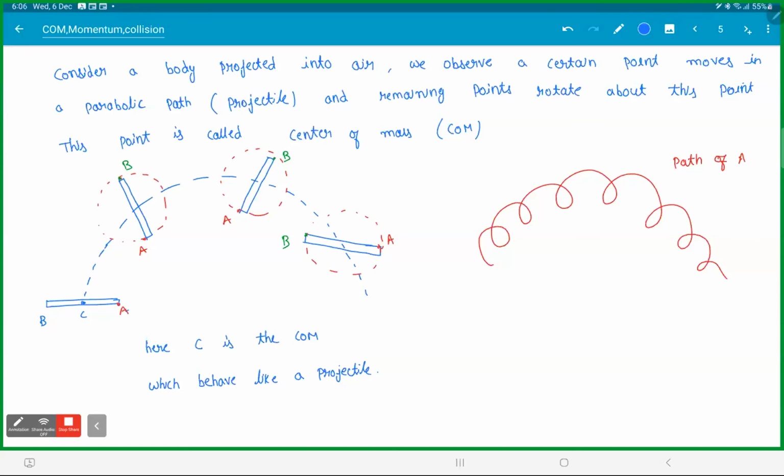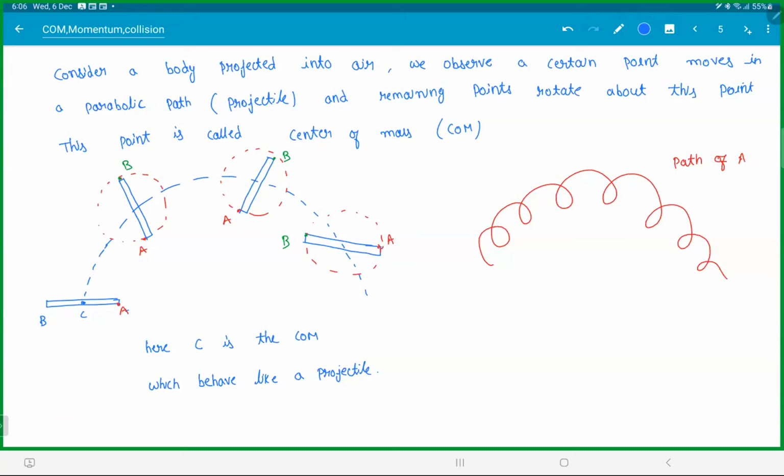This is true. So whenever you throw a body, you'll always find there's one point on the body which goes in a parabolic path, and everything else rotates about it. Is this concept clear? This idea is quite useful because when you do the next chapter, rotational mechanics, that's where we're going to use this. Let's see a question based on this.